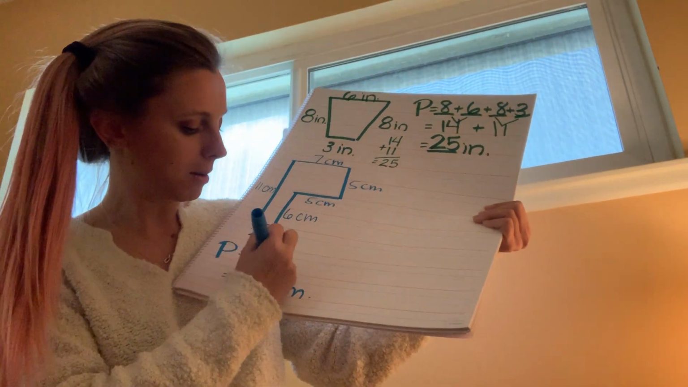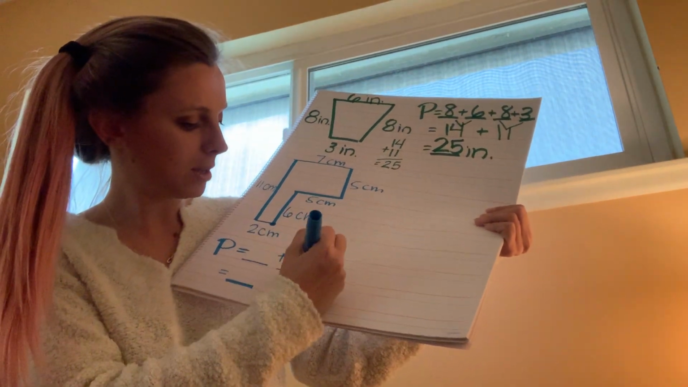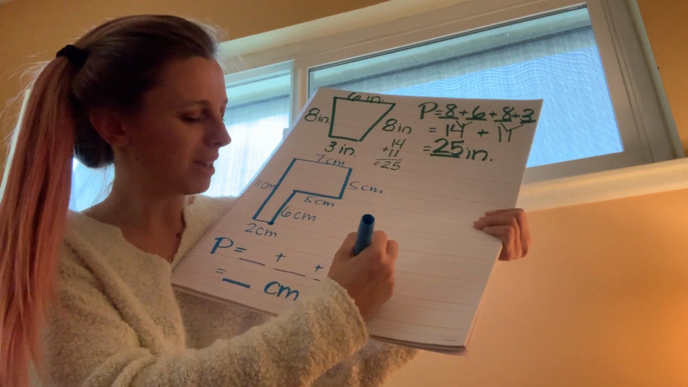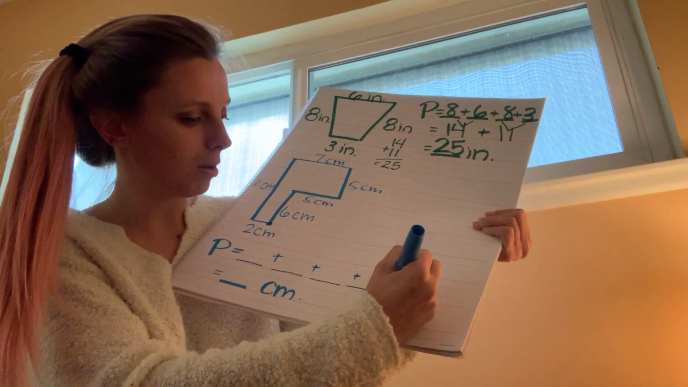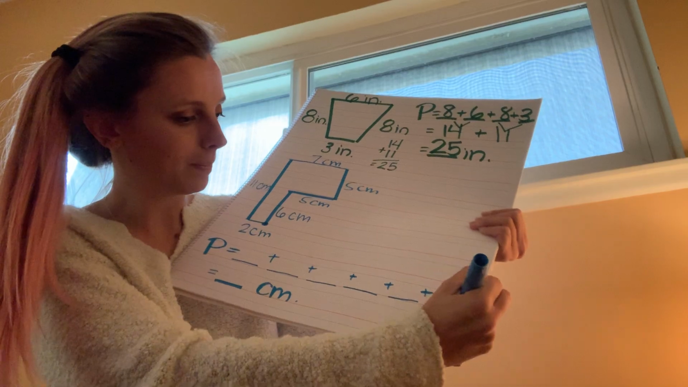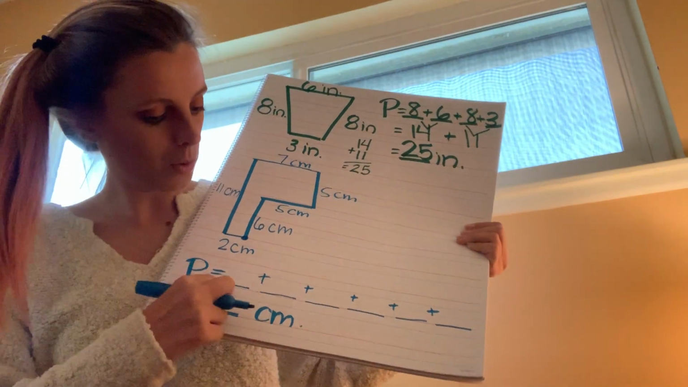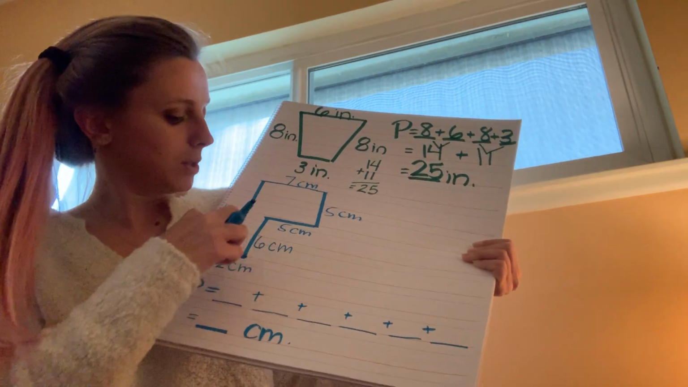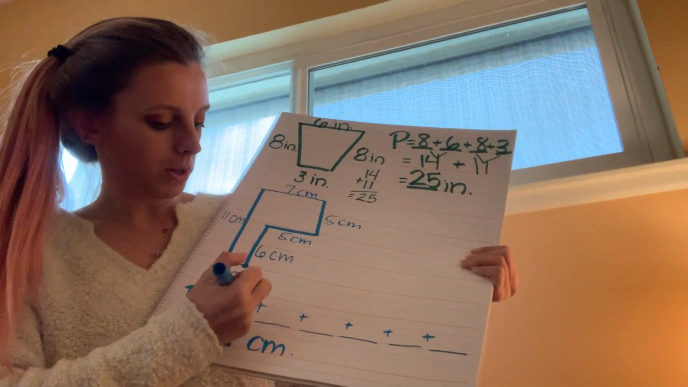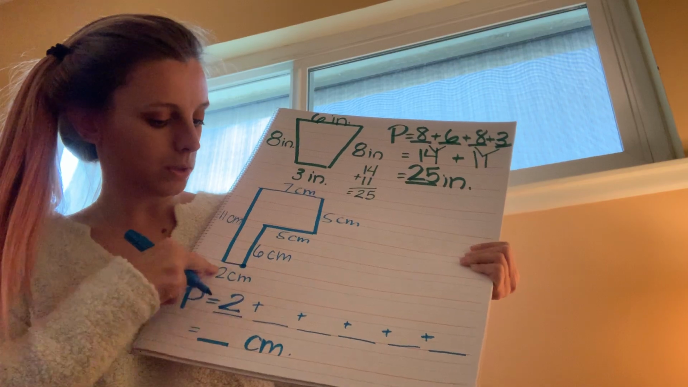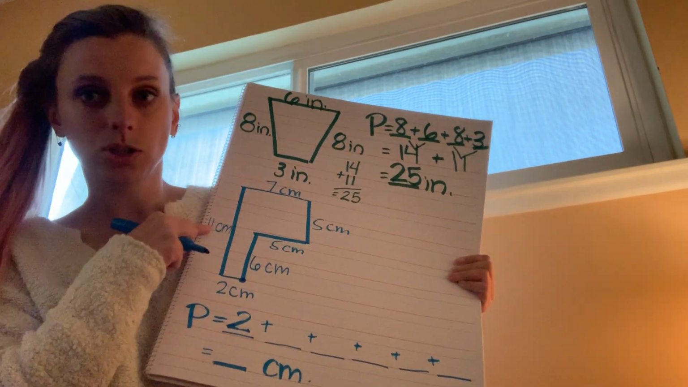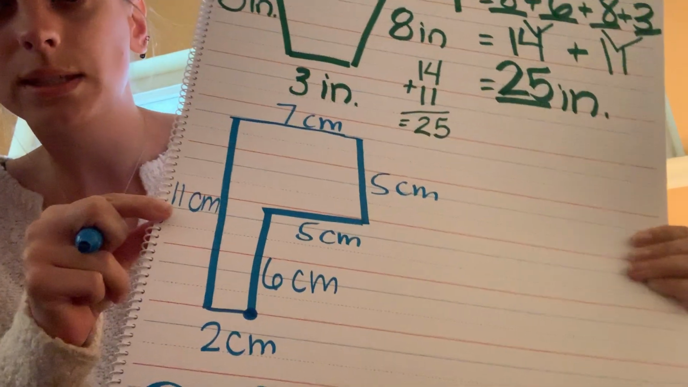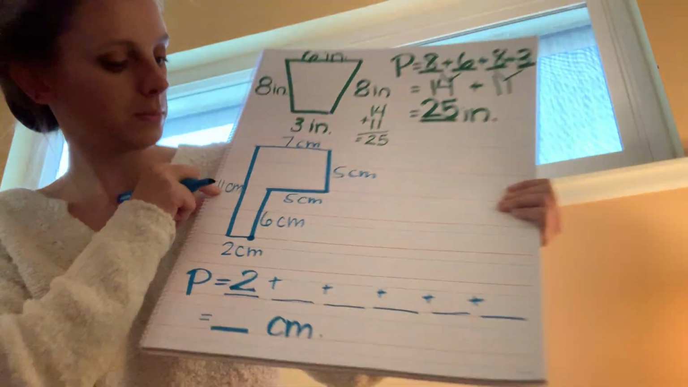So I'm just going to remind myself of that by drawing 6 lines, so I can check that I added all 6 sides. All right, 1, 2, 3, 4, 5, 6. Perfect. All right, so I'm going to start here. My first number on my side is 2 centimeters. And I'm going to add that to, if you can see, 11 centimeters.